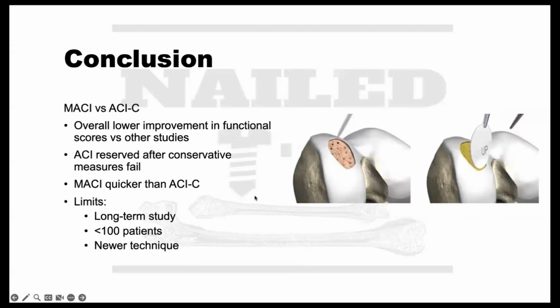And so in conclusion, overall, they found a lower improvement in the functional scores of both of their groups compared to other studies, possibly because they included these joint instability patients, possibly for other reasons as well. And it's important to note that the MACI operation itself is quicker than the ACI. You don't have to suture in anything. It takes a little bit less time because you don't have to harvest anything.